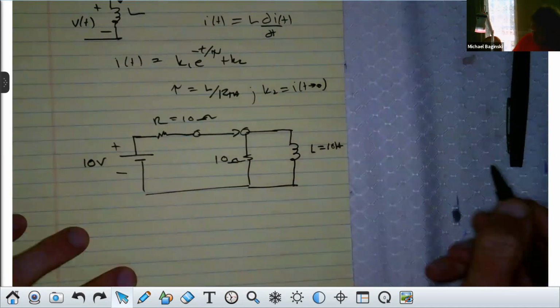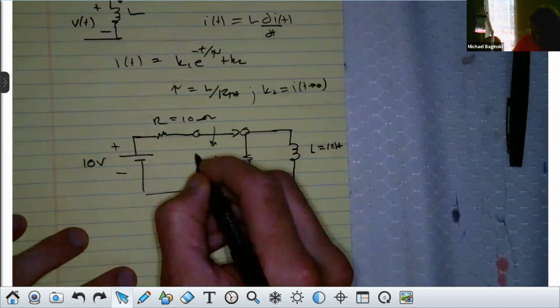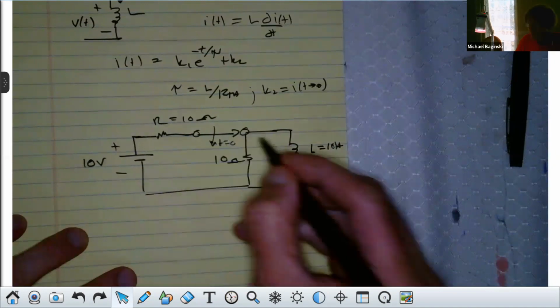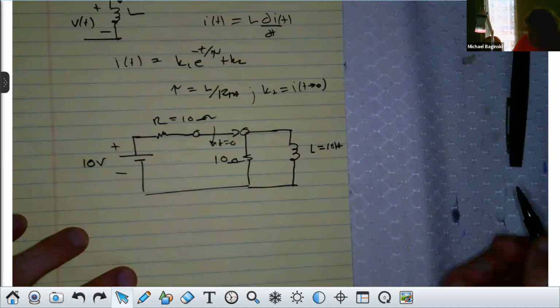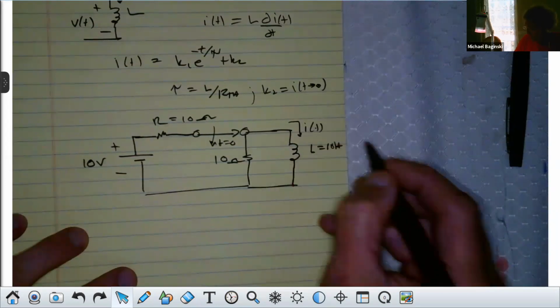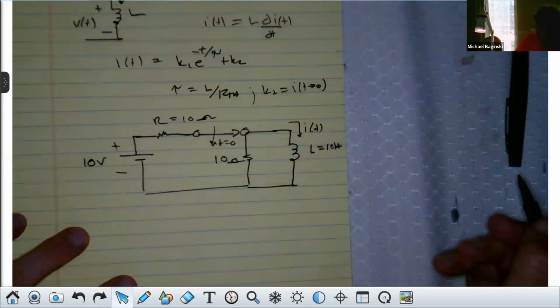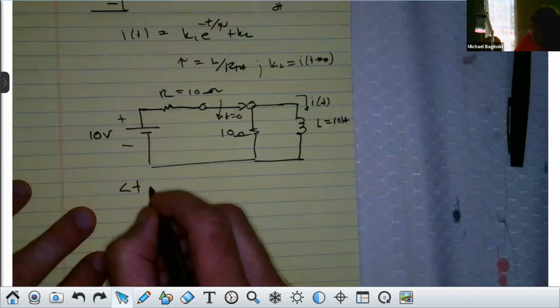I'm going to say the switch goes from closed to open at t equals 0. Y'all follow me? Yes. Now what I want is just this. I want the current as a function of time for t greater than 0. So for t greater than 0, I want I of t.